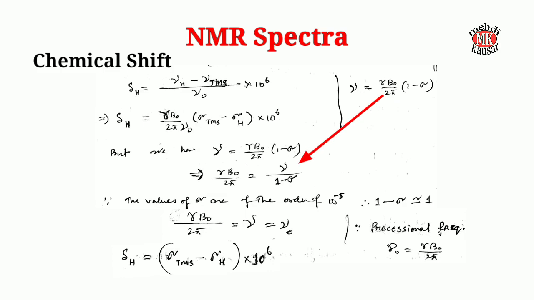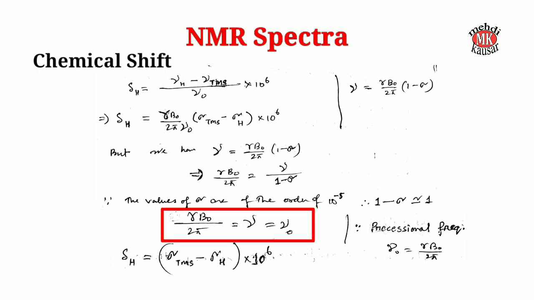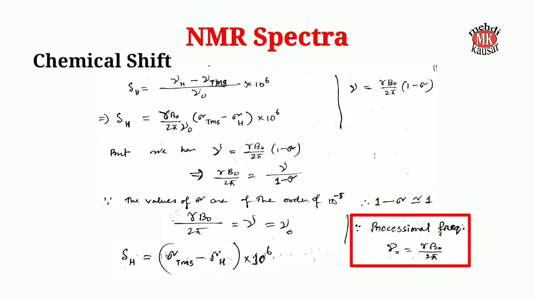From this expression, we can also write gamma into B naught by 2 pi is equal to nu by 1 minus sigma. Since the value of sigma is of the order of 10 to the power minus 5, we can write 1 minus sigma is approximately equal to 1. Therefore, gamma into B naught by 2 pi is equal to nu, which is equal to nu naught, where nu naught is the precessional frequency and it is equal to gamma into B naught by 2 pi.